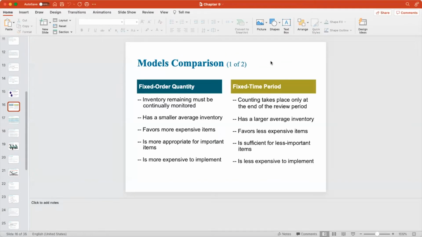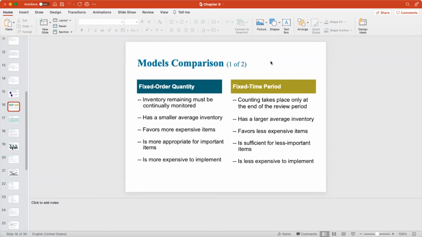Okay, so that's why we call this a periodic system. And due to this key characteristic difference, normally by using the fixed order quantity model, the average inventory level within the warehouse can be smaller compared to the fixed time period model. The underlying reason is very intuitive, right? Because within the fixed order quantity model, the employee continuously monitors the inventory amount. Then the corresponding probability of having a stock out situation is lower. That's why we can actually maintain a lower average inventory amount within our warehouse, and we won't have much risk of a stock out situation. That's the main reason why the fixed order quantity model can have a lower average inventory amount compared to the fixed time period model.